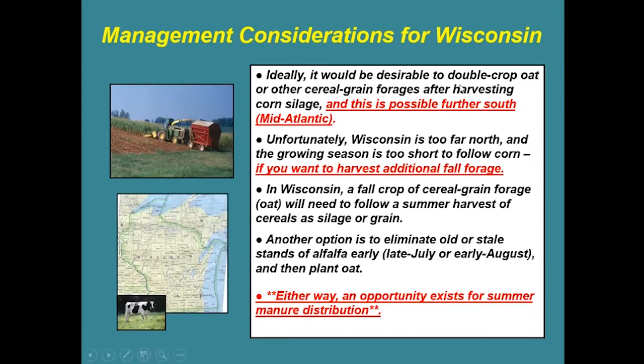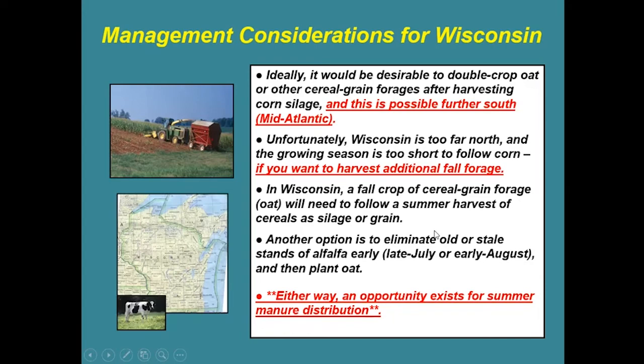Ideally in Wisconsin, it would be desirable to double crop or use a cereal grain forage after harvesting corn silage. This is very possible further south, such as in the mid-Atlantic. But in Wisconsin, that's not really possible. It's too far north. The growing season is too short if you want to harvest additional fall forage after removing corn silage. Now, you can plant a winter annual cereal that will not elongate, but if you want to harvest something in the fall, that's not really possible with this short growing season.